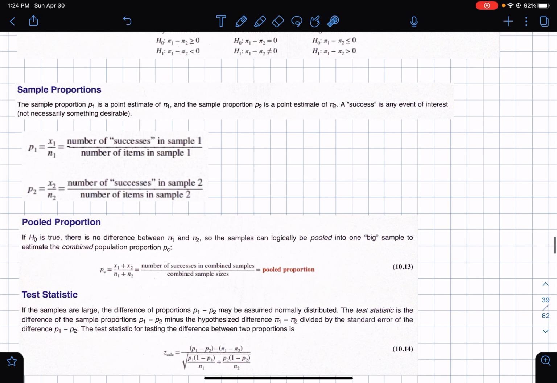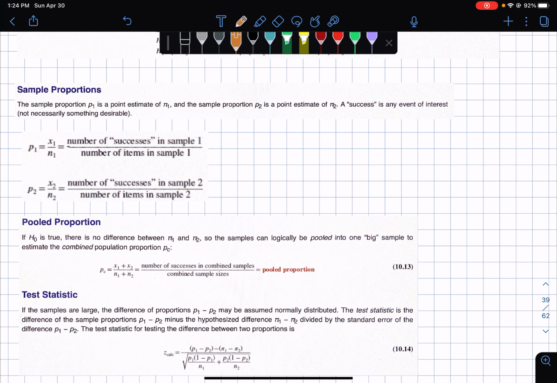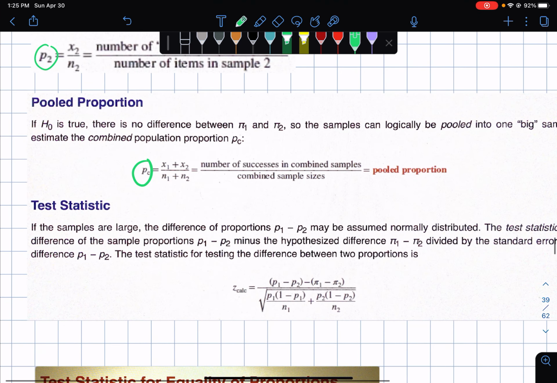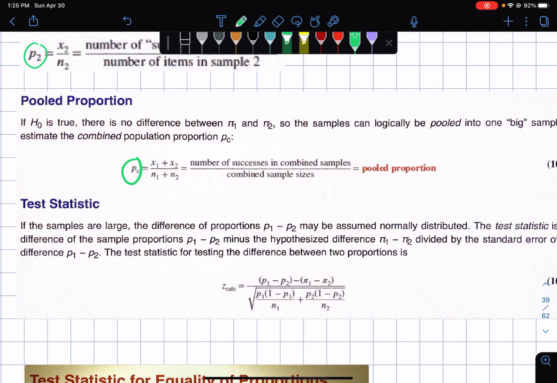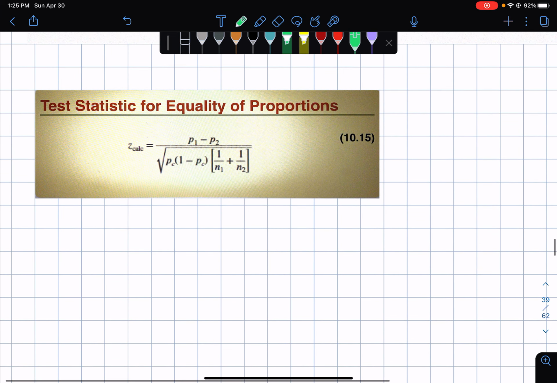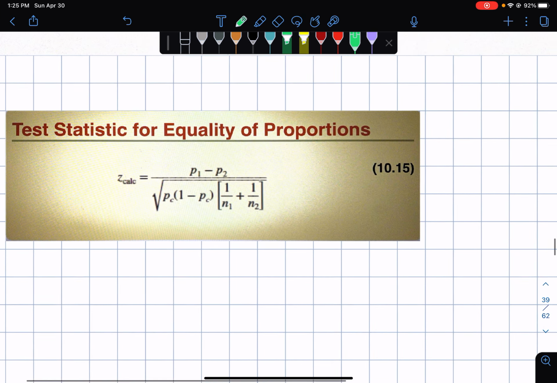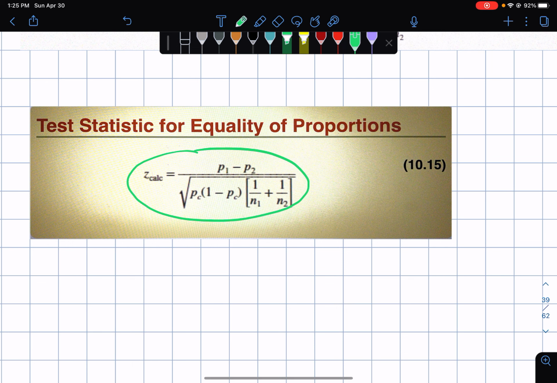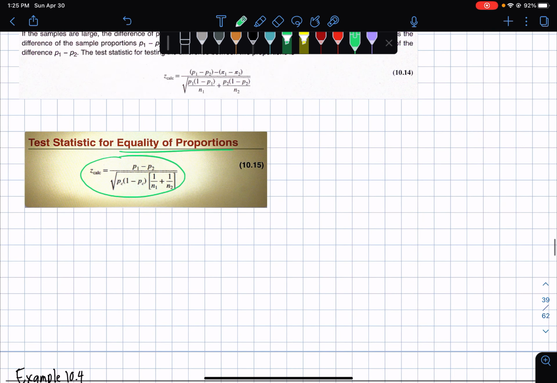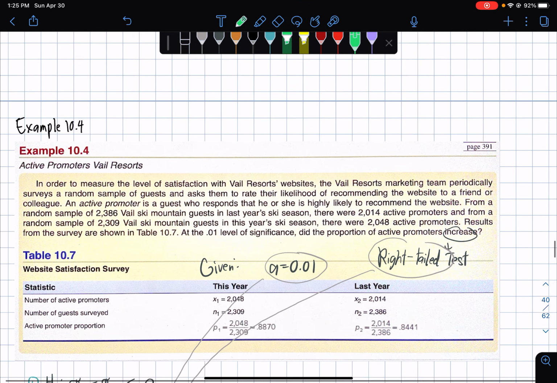The P variables are basically the sample proportions. We need these two values, as well as the PC, which is the pooled proportion, the combined number of successes divided by the combined sample sizes. That ultimately goes down to this test statistic formula, which is for the equality of proportions, and that's exactly what this video is about.